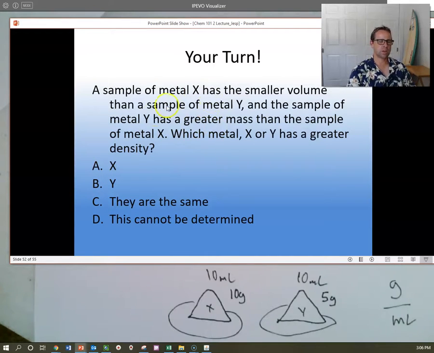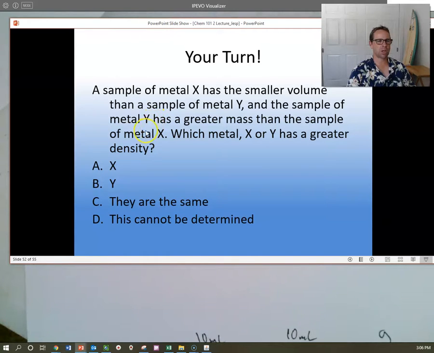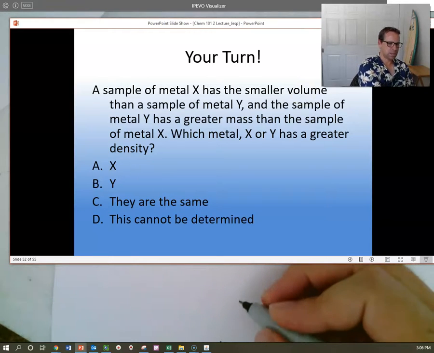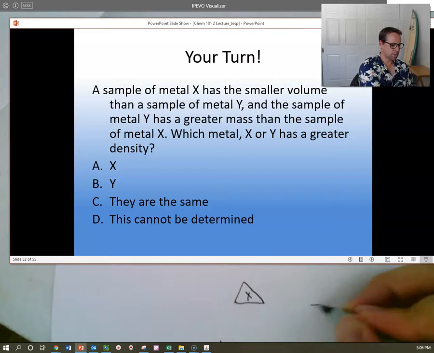So this one here, I'm not going to let you do it, but I'll talk about it here, simply because it's just a little too much maybe at this point. A sample of metal X has a smaller volume. So we'll draw it here. The sample of metal X has a smaller volume than Y.